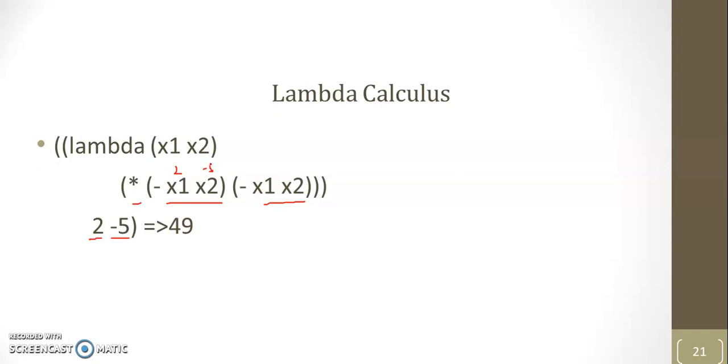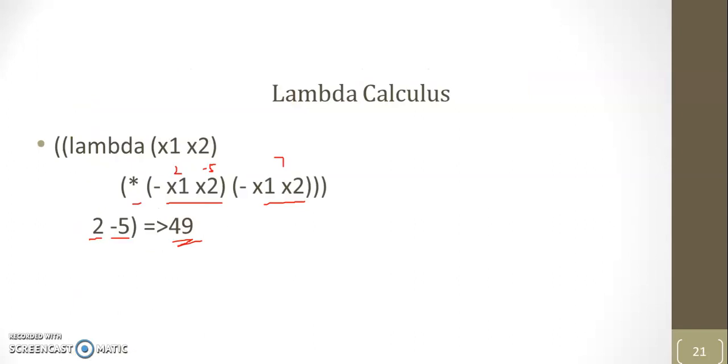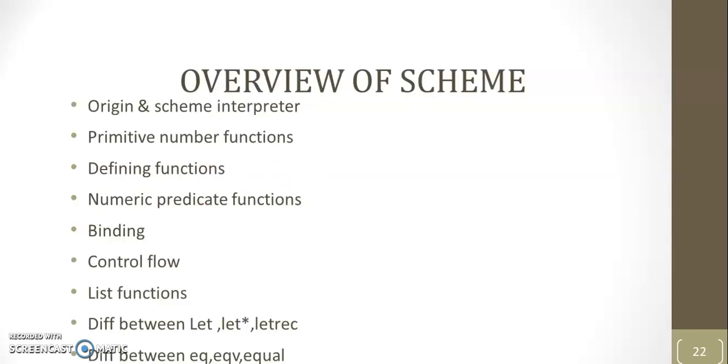The first expression, when performing the value 2 minus minus 5, that is 7. And here also you will be getting the result as 7. Then performing the multiplication operation, 7 into 7, you will be getting the result as 49. So this is the concept behind the lambda calculus, which is considered to be the model of computation.